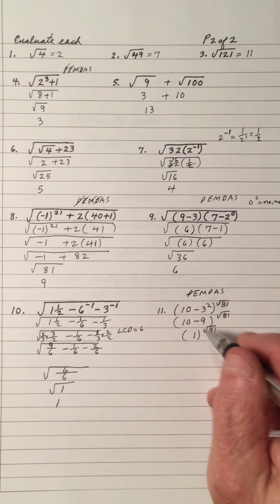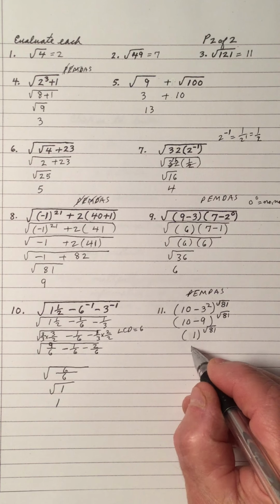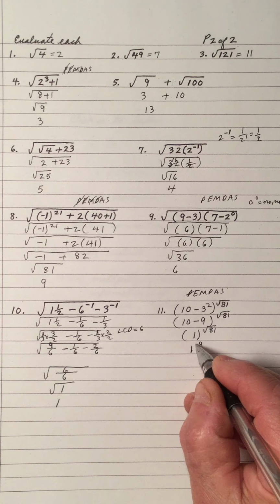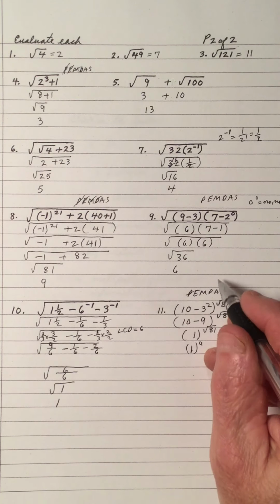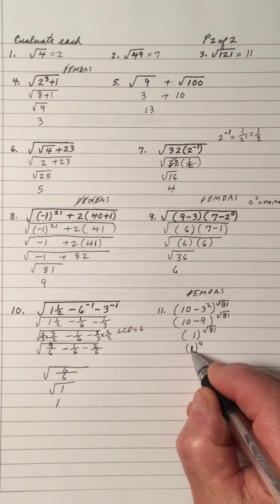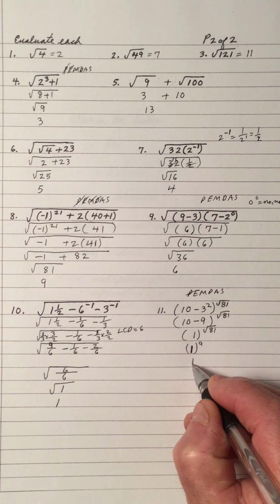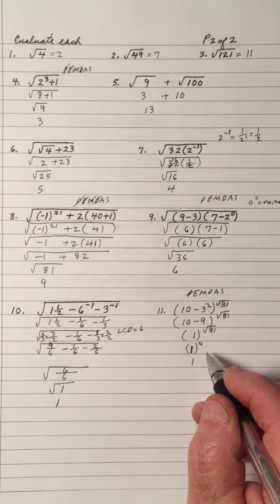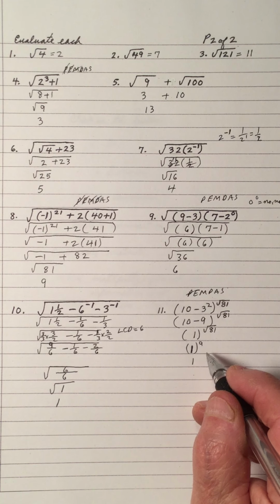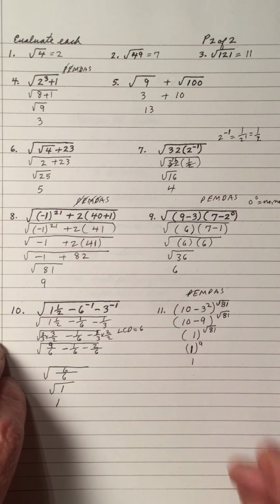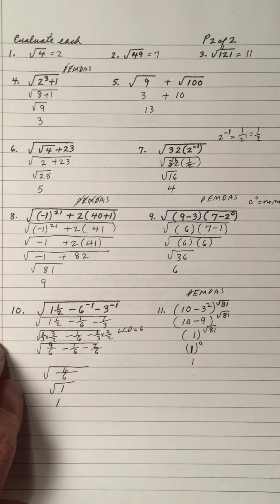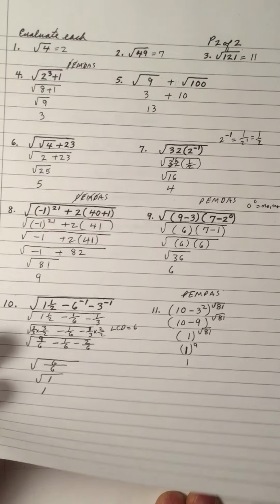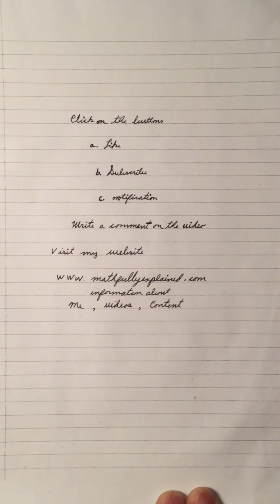And I have the square root of 81, which is 9. And 1 raised to the 9th power is 1. 1 raised to any power is 1. So that's just a little review on the order of operations dealing with radicals. Always good to review the order of operations.